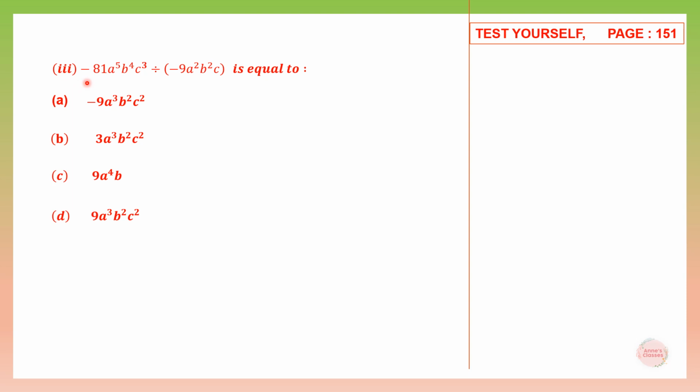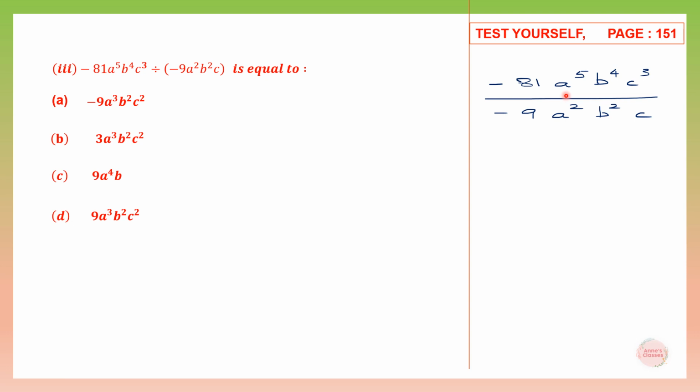Question 3. Here we have this monomial divided by this. So let's see how that division is. Let's write this down here. Minus 81, a to the power of 5, b to the power of 4 and c to the power of 3. And in the denominator we have minus 9, a to the power of 2, b to the power of 2 and c.